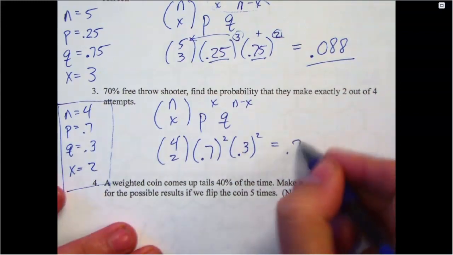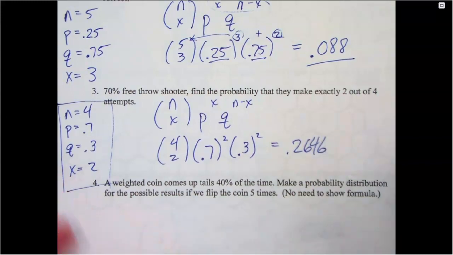So for this one, I got 0.2646. If you're not getting that, let me know so I can see what you're doing in your calculator.